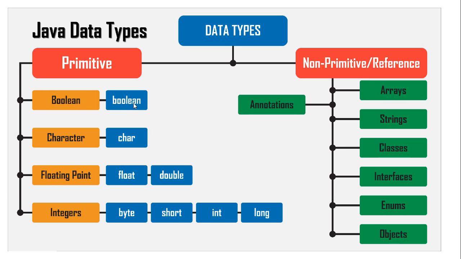Okay, so what are the different data types available in Java? Basically there are two types of data types available in Java: primitive and non-primitive. In primitive, these are the data types: boolean, character, float, double, byte, short, int, long. And in non-primitive: arrays, strings, classes, interfaces, enums, and objects.